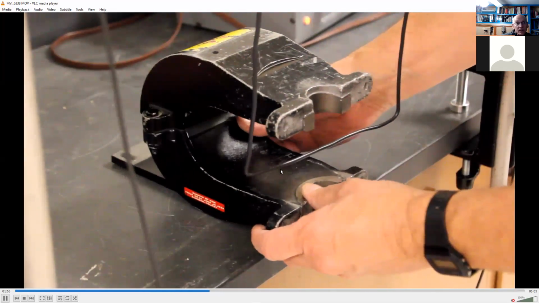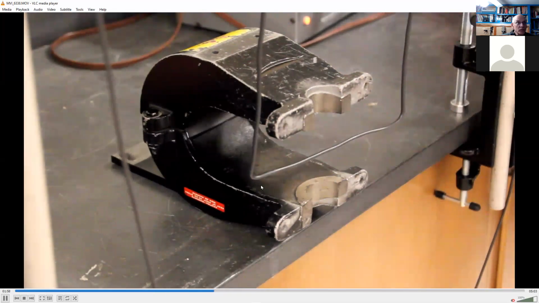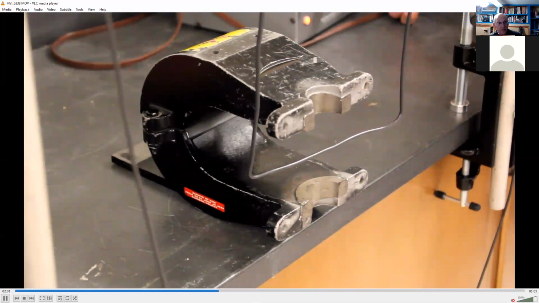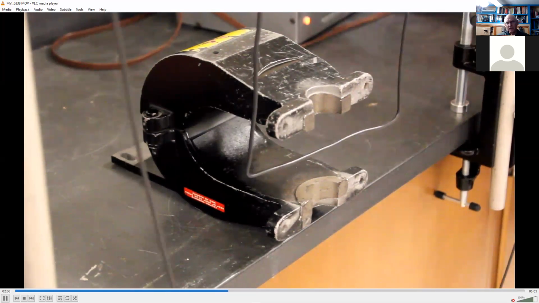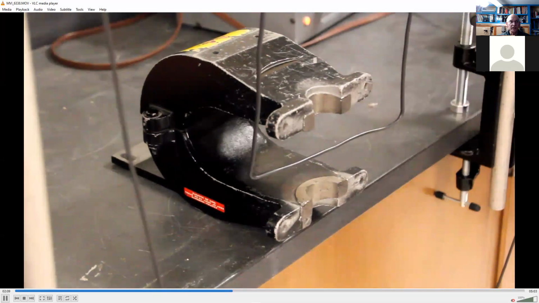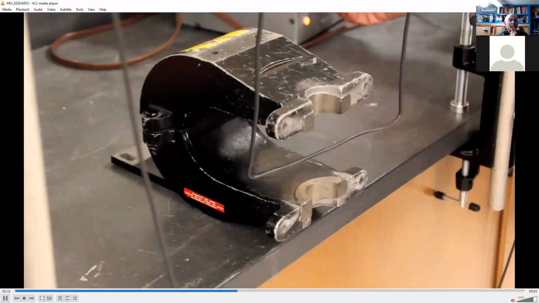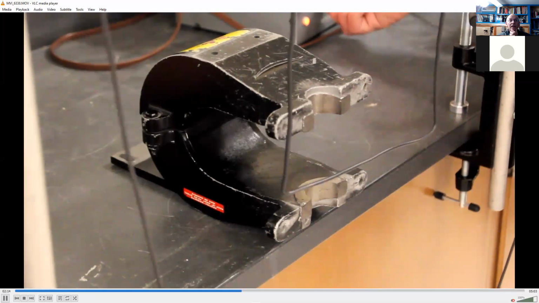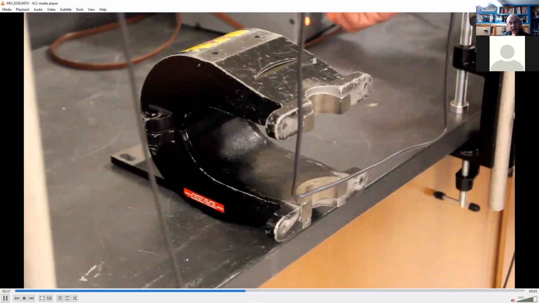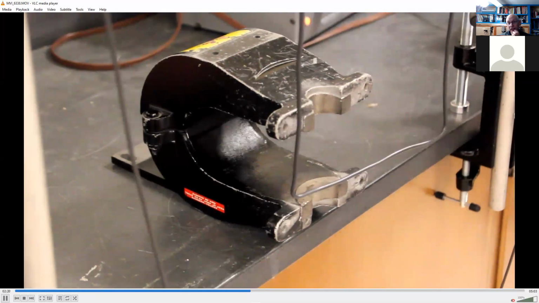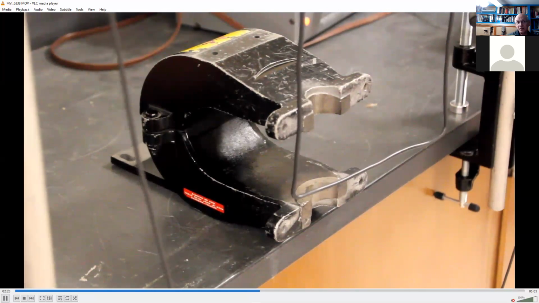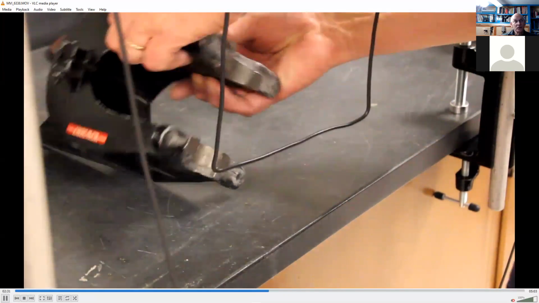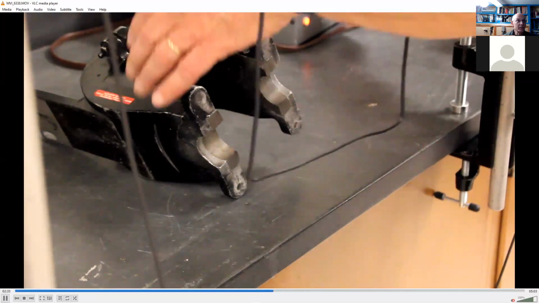Now, this time, what I'm going to try is reversing the flow of the current. And I just switched the leads on there. And remember before, when the magnet was in this orientation, the wire was pulled into the center of it. And now, when the magnet is in that orientation, it's pushed out. So, depending on the direction of the current flow, that will determine the direction of the force that the magnet exerts.